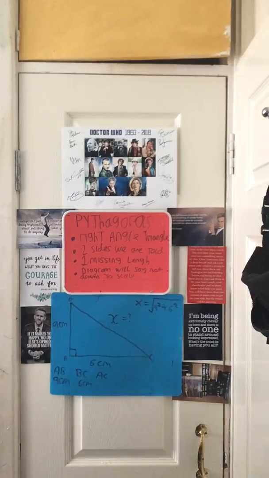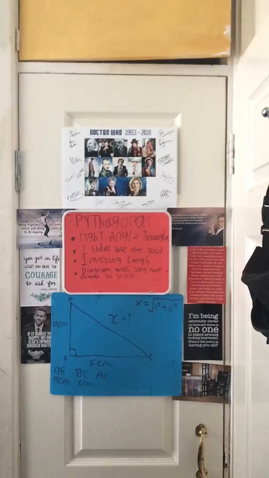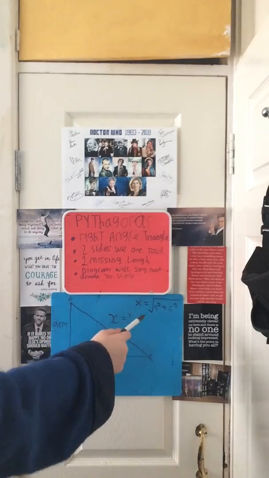So the Pythagoras theorem. We know we're going to be using Pythagoras in a question when we have a right angled triangle. We're told two sides of it, but there's one missing length, okay? So in this case we have AB, which we know of, and BC, which we know of. The missing length is AC, which is the largest length. And the diagram will say that it's not drawn to scale, okay? So yes, AB is 9 centimeters, BC is 6 centimeters, we know, and AC we don't know. So we're going to call AC X, okay? And we see this formula, we're going to be using it.